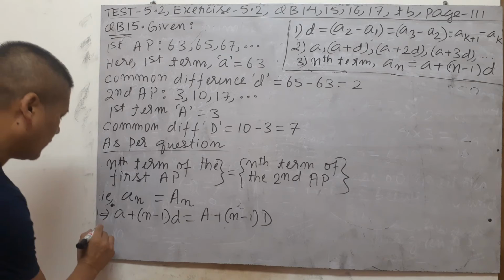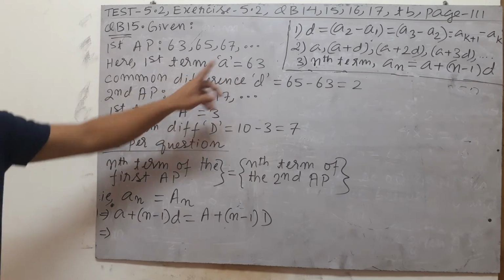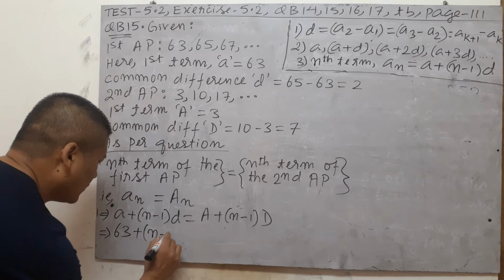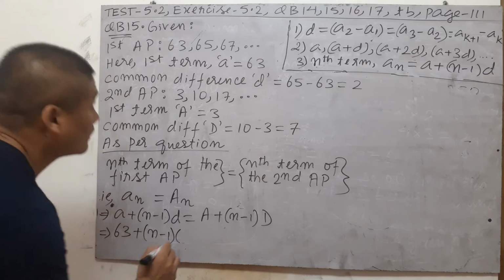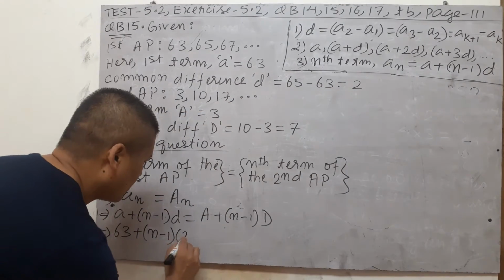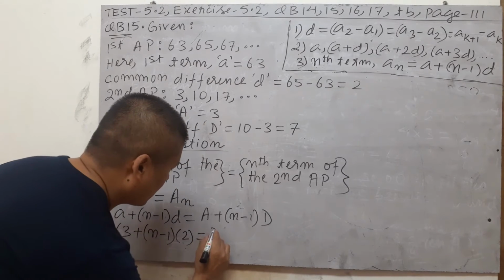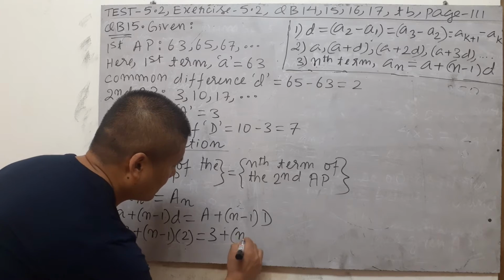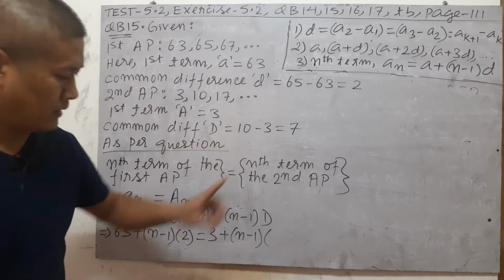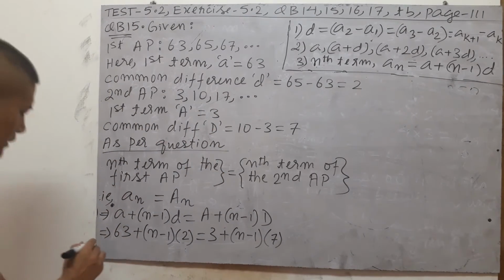Let's sort that carefully. So that gives you small a = 63, so write that, plus n, we don't know yet, (n − 1) into d; for the first one this small d is +2, so you can write that. Then capital A for the second AP is 3 plus (n − 1) into capital D, the common difference of the second AP, which is +7.